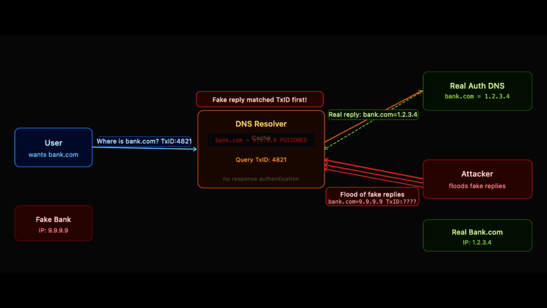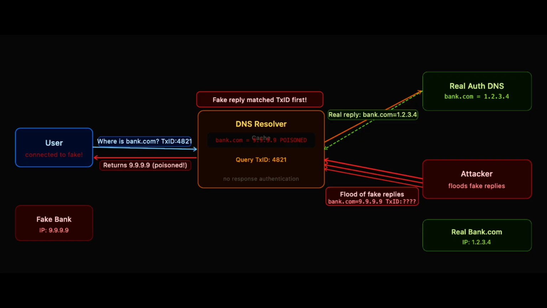The real authoritative DNS server sends the correct reply for bank.com with the IP address of 1.2.3.4. But one of the attacker's fake replies arrived first and matched the transaction ID 4821. The resolver accepted the forged record and cached it, and the real reply is now ignored because it arrived too late. The resolver's cache now maps bank.com to 9.9.9.9.